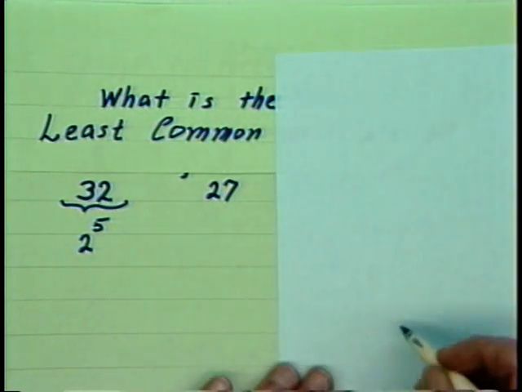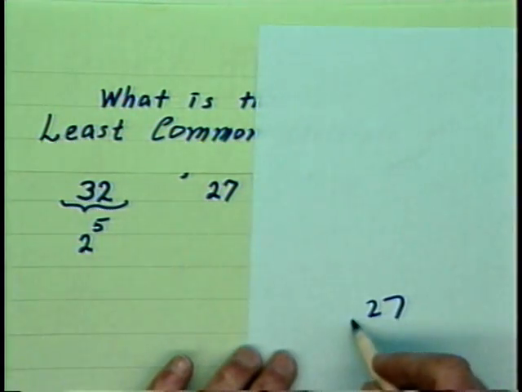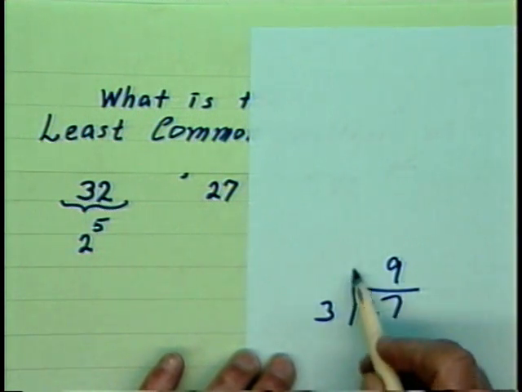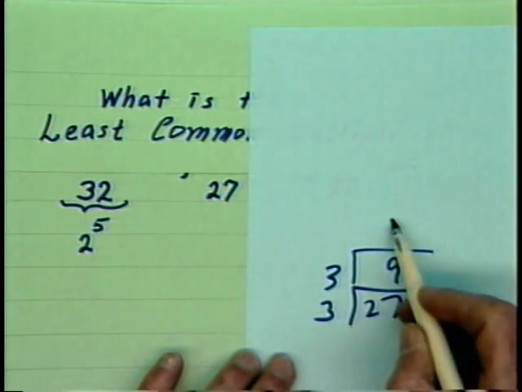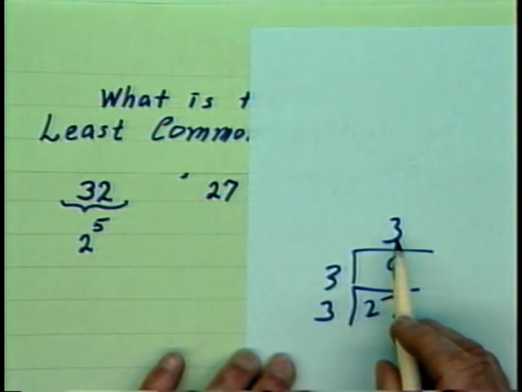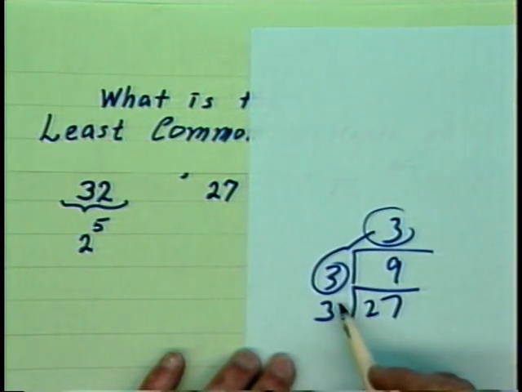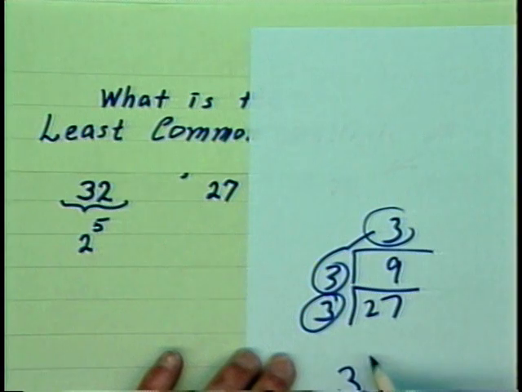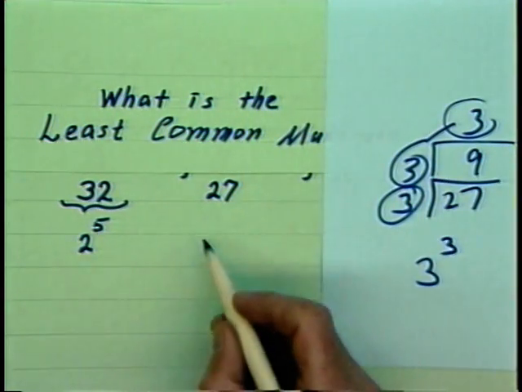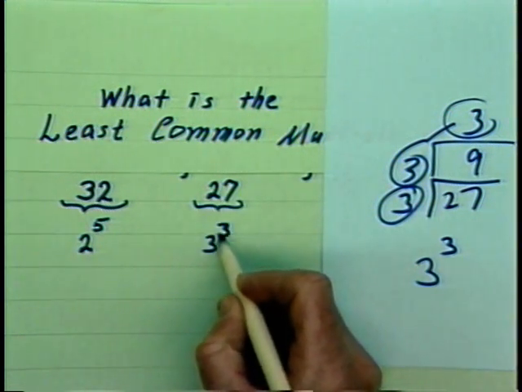Looking at 27, the lowest prime number that will divide 27, we can see, is 3. It goes in 9 times. 3 still divides into 9 3 times, until finally all of my divisors are prime numbers. And I have 3 3's being multiplied. Hence I can say 3 to the 3rd power is another way of saying 27.